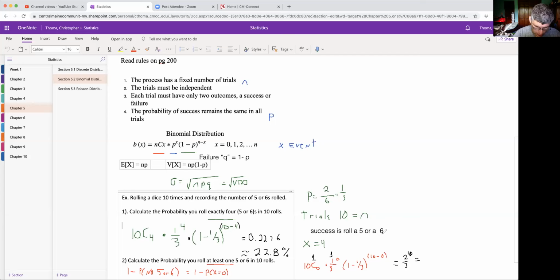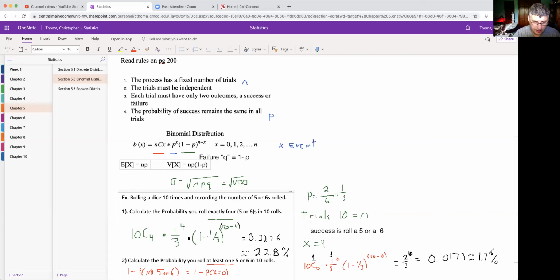So 2/3 to the 10th exponent is 0.0173, or approximately a 1.7% chance of getting none, right? However, remember, that's not what we're finding.